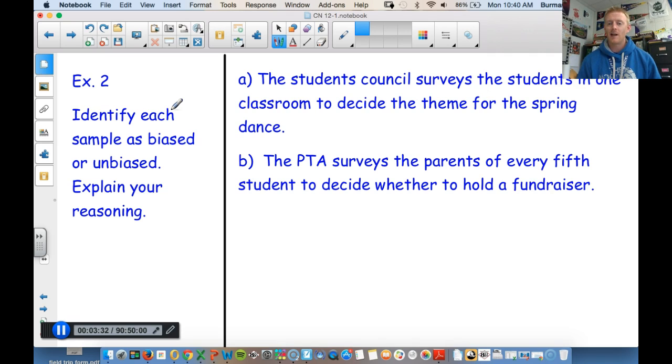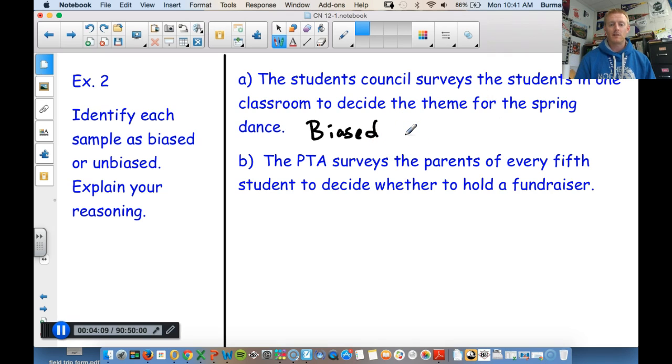The student council decides to conduct a survey in one classroom for a spring theme of their dance. And they go to one classroom. Now that is very biased because they only went to one room. In a school the size of Lake Middle School, we have what, like 60 rooms? And then you only talk to 1/60th of the people in the building. That's probably not going to be a very good sampling of the entire population. So that's biased due to the fact that it's a tiny, tiny chunk.